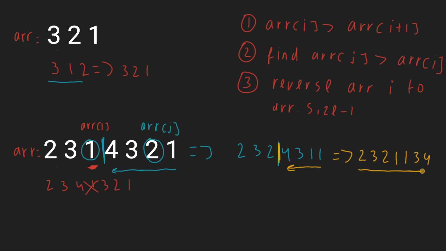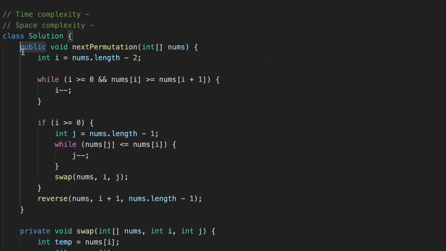Okay, is it our next permutation? Yes, it is, because this is the first number after our input that is greater than our input. So these are the 3 rules that we are going to apply to our input array. Okay, let's go over our solution.